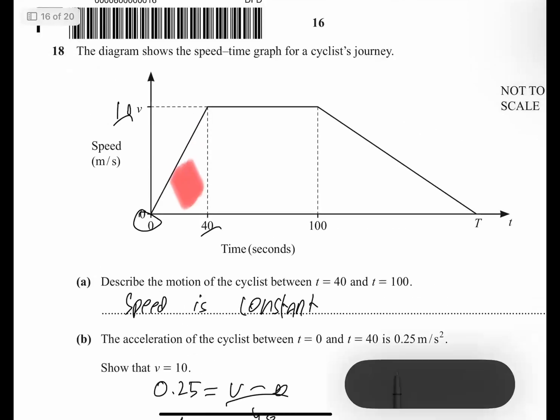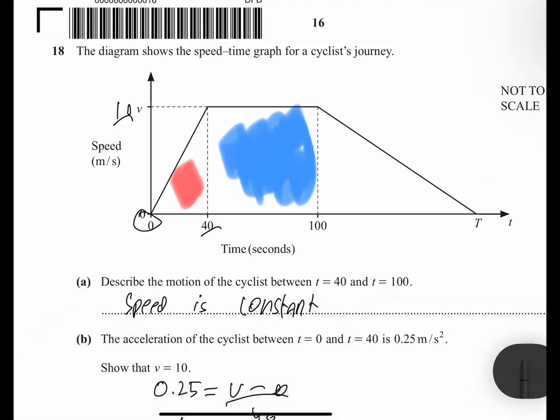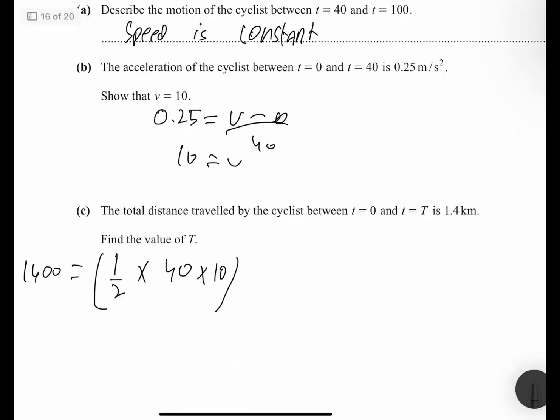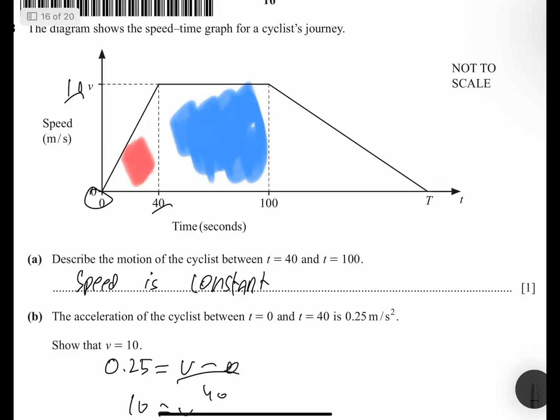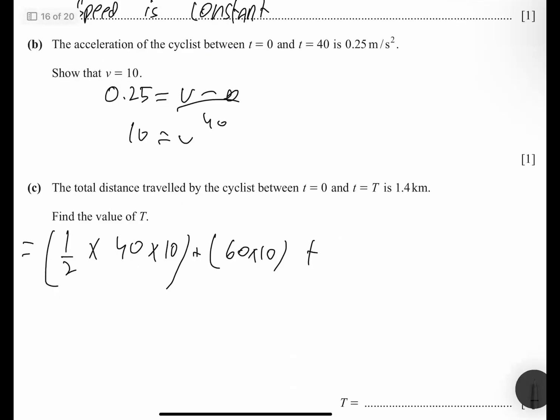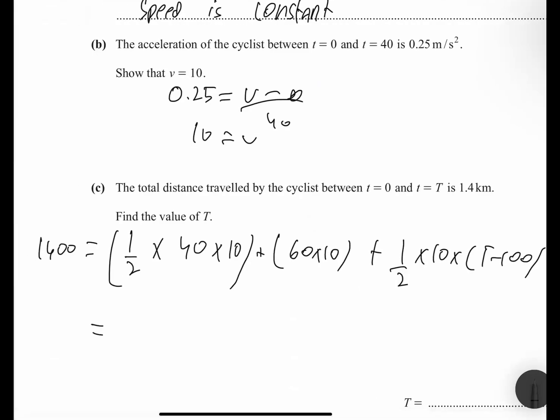Now for the rectangle over here, we'll get 60, which is the breadth, since 100 minus 40, into 10. And then we'll have this triangle to find out. So t is obviously going to be bigger since it's further on the axis. The height we already know is 10. So 1 by 2 into 10 into t minus 100 is equal to 1400. Now we're going to solve this.